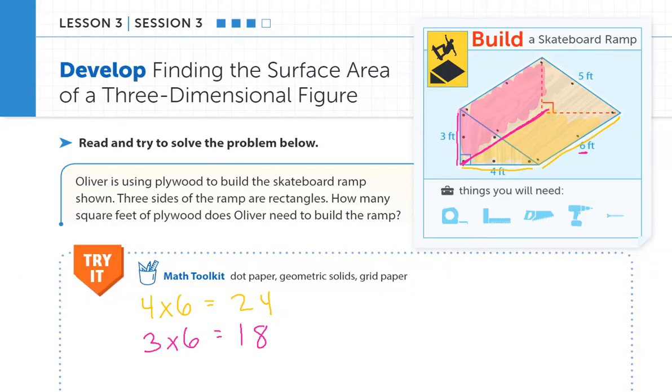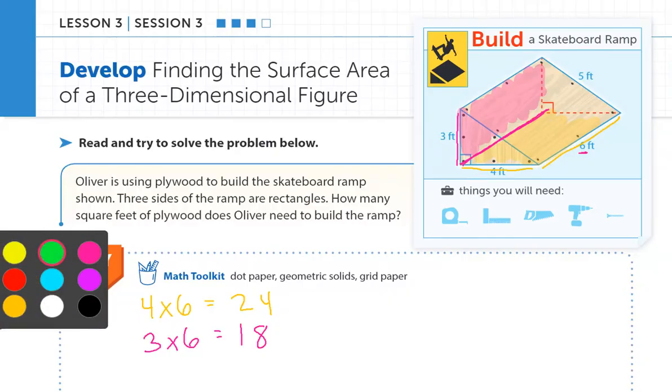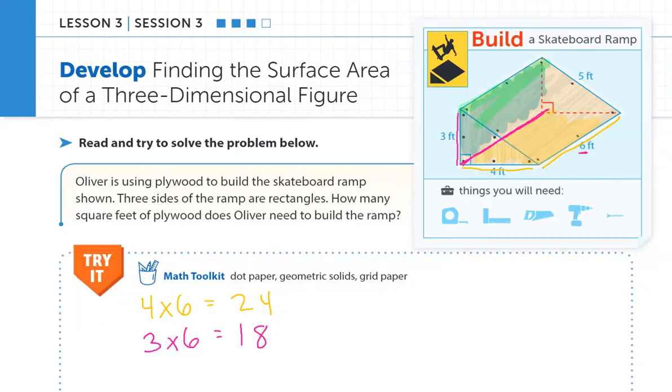Now we're going to do our actual ramp part, the part that the skateboard goes up and down. So this rectangle is 6 by 5, so that's 30 feet.